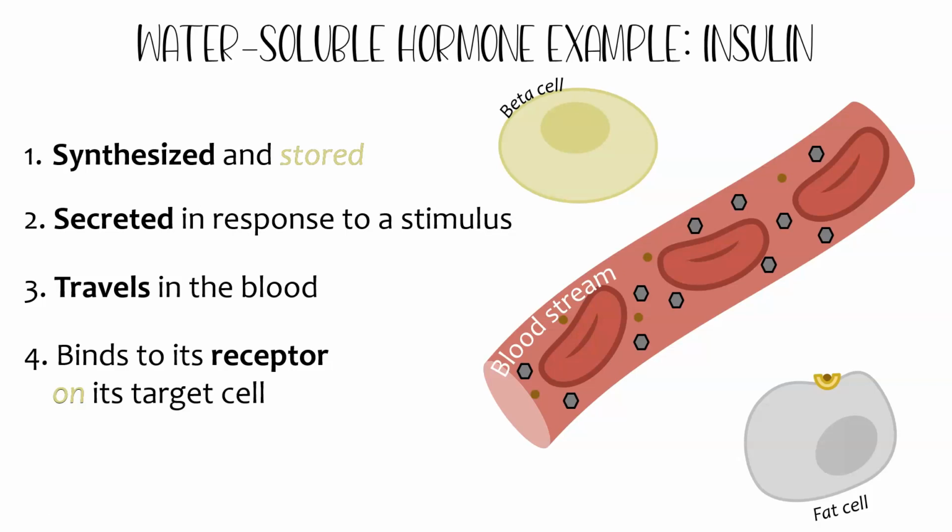Binding to this receptor activates a response in the target cell. The effect of water-soluble hormones often occurs in the cytosol. Insulin activates the target cell to move glucose transporters from the cytosol to the plasma membrane. This transporter allows glucose to enter the cell.